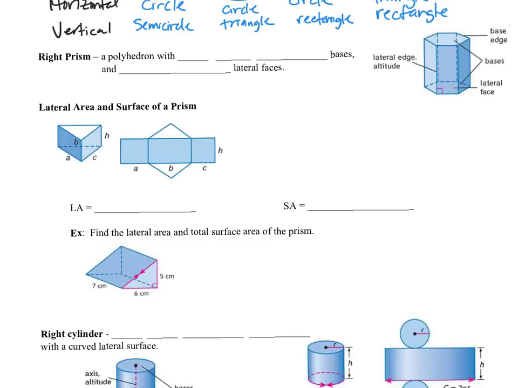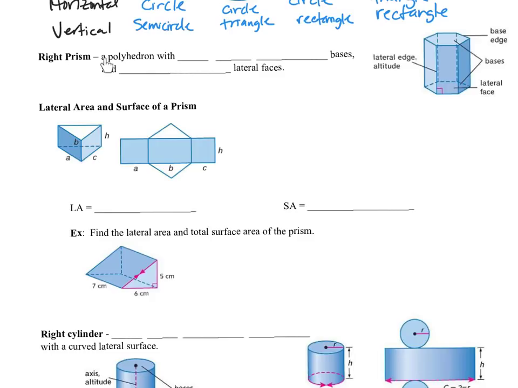So now let's take a look at the first of 4 three-dimensional shapes that we're going to study. The first one is a right prism. We will be looking at prisms, cylinders, and then pyramids and cones. Our goal for today will be to learn how to find the surface areas of these three-dimensional shapes. So let's start with our first one, a right prism.